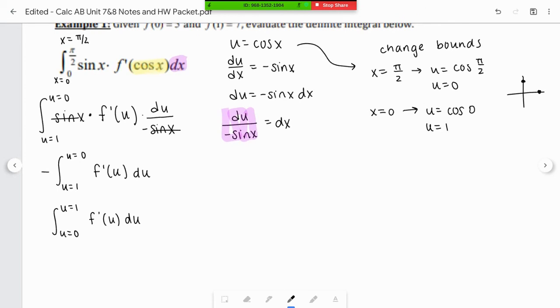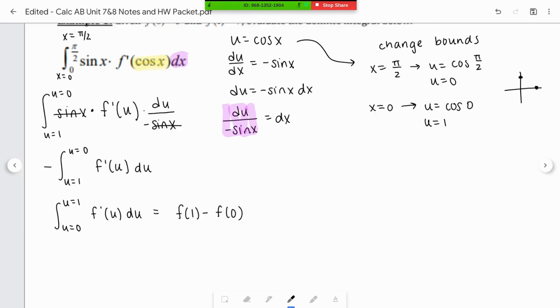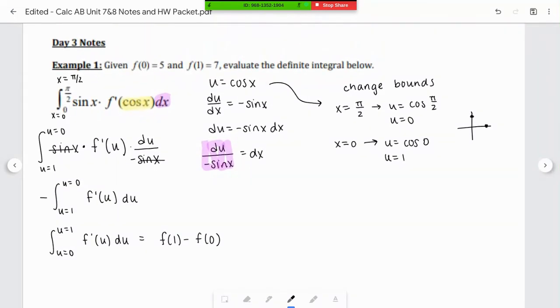And then now at this point, we're using the FTC. The antiderivative here, this integral, remember that that's going to equal f of 1 minus f of 0, f of b minus f of a. That is the FTC. Right? And so then here, f of 1, going back to the instructions, f of 1 was 7, and f of 0 is 5. So plugging those in, that gives me 7 minus 5, which is 2.